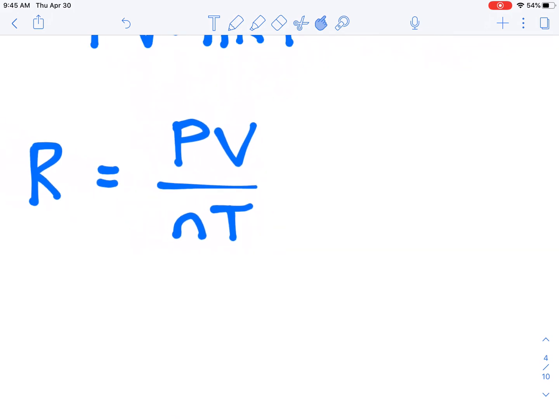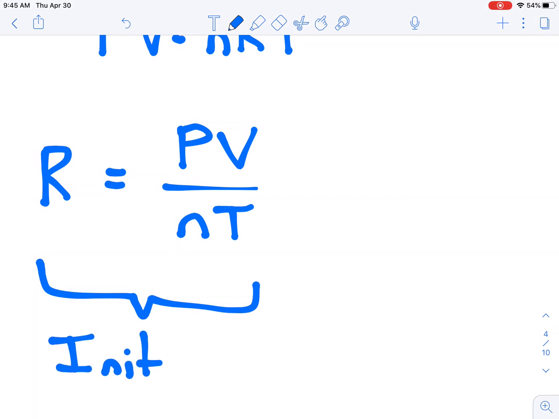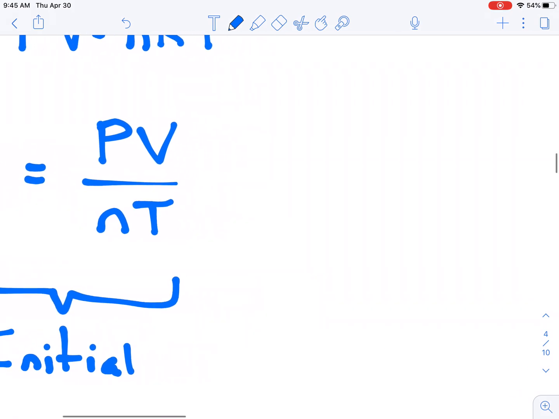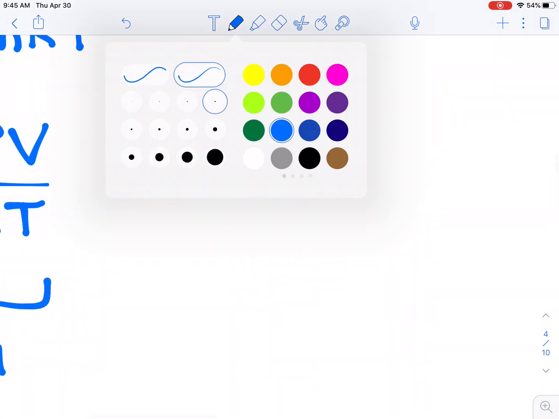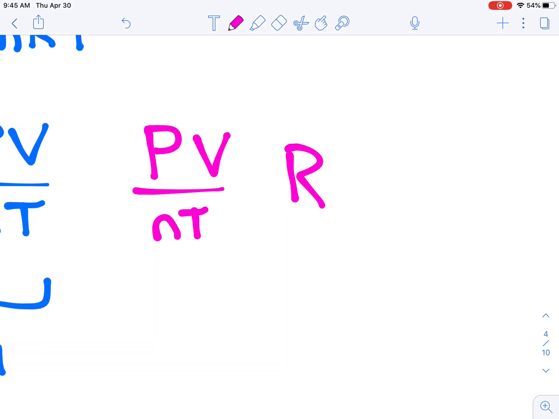So let's call this our initial values. So this side of what I'm about to write, this is the initial side. And what I want to do is compare that to another instance in time where I solve PV equals nRT for R again, and we said R is equal to PV over nT. And I'm going to call this side my final side, right?